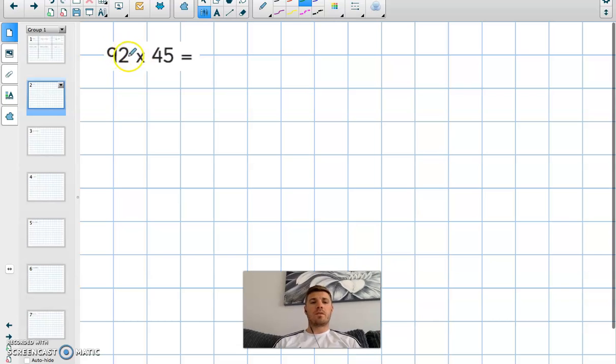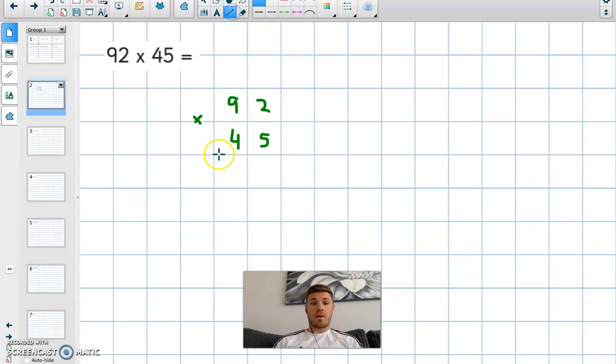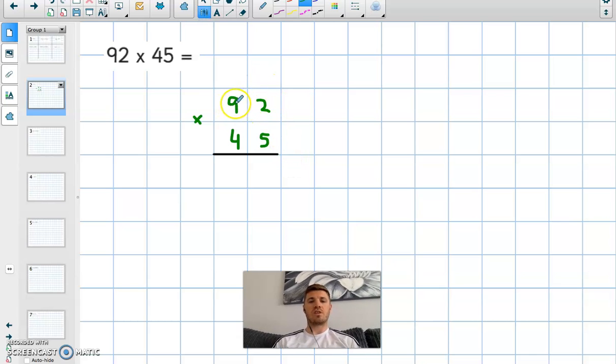Okay, question number 1, 92 multiplied by 45. We need to put this into a formal method. As you can see, lining the digits up correctly into their place value, which is really important. I'm going to start by multiplying these 2 top digits by 5.